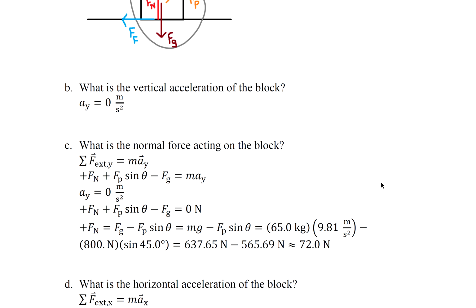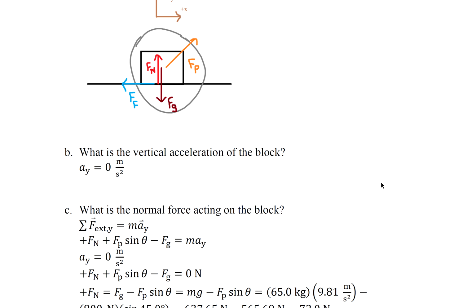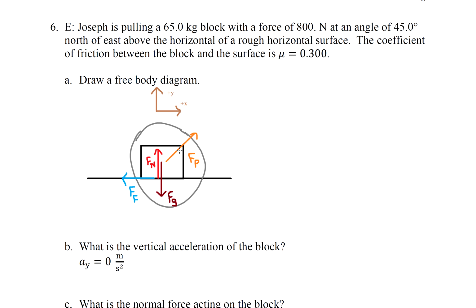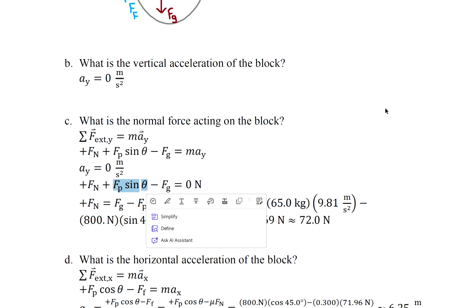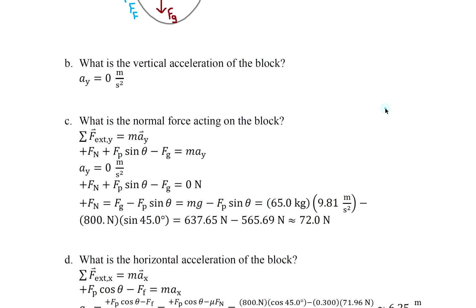Part C, what is the normal force acting on the block? We're going to use the equation sigma F sub y equals ma sub y. A sub y is 0 since it's not jumping up and down. What forces do we have? Plus force of normal, plus force of pull sine of theta, minus force of gravity. So we have two forces pointing up and one force pointing down. This is new, as we haven't seen this in previous problems in this video. So solve for force normal. It's about 72 newtons.